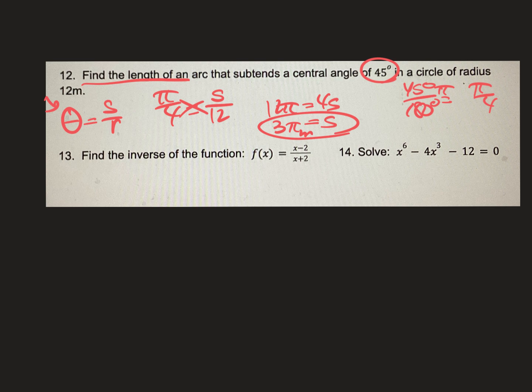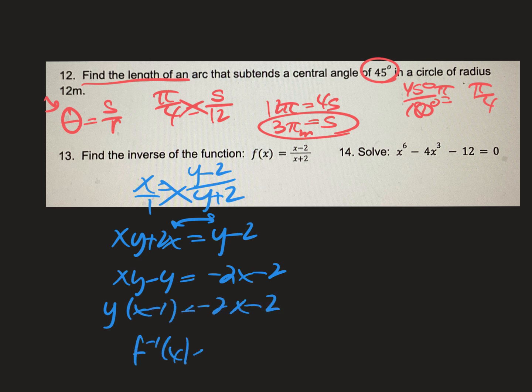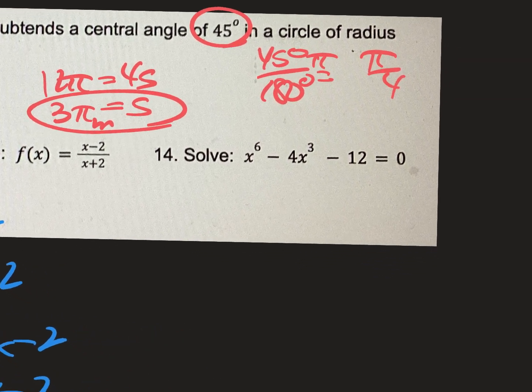13, find the inverse. Remember, inverse, you take the x's and y's and switch. So I'm going to switch those. Again, cross multiply here. X times y, 2 times x. That's what we're going that way. If I go this way, 1 times anything is itself. The next two steps, you got to get the y's together. So I'm going to move the y over here. I'm going to move the 2x over there. Factor out the y. And then just divide. And when I divide, the y is going to be by itself. I'm going to change the y back to inverse of f of x. And there you go.